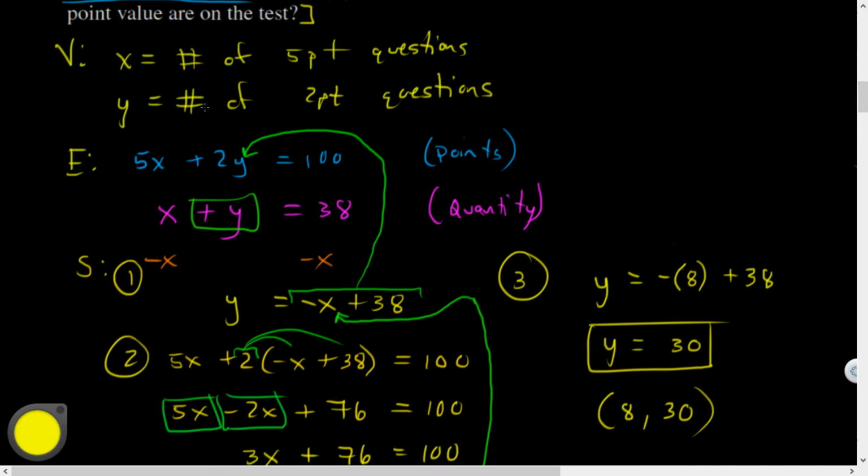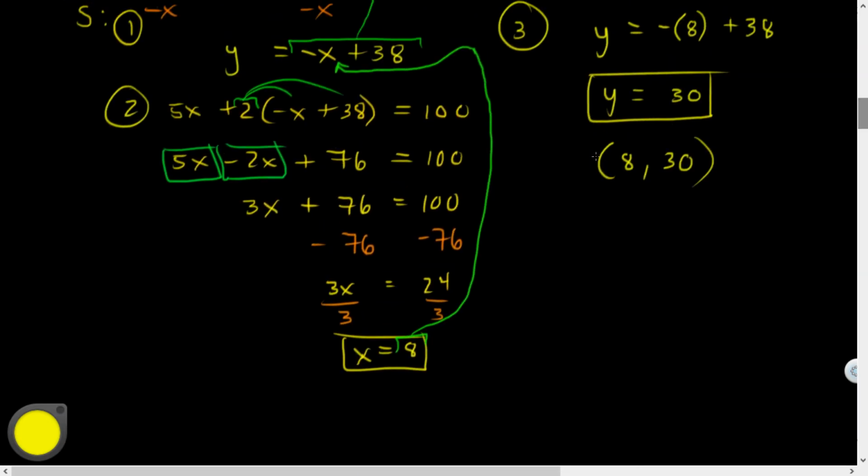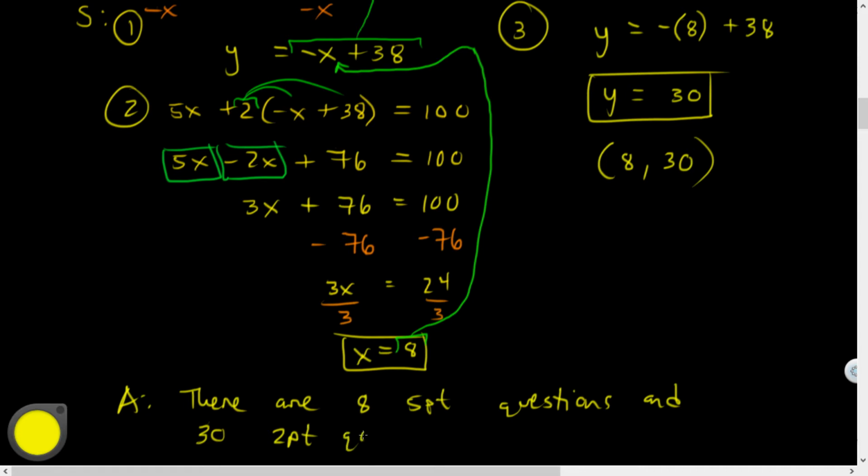Eight is the number of 5-point questions, and 30 is the number of 2-point questions. So let's answer that with words. The way you can find that out is if you define your variables well, you can then answer the question very easily. So there are 8 5-point questions and 30 2-point questions. I think the toughest part is being able to write those equations right after you define those variables. Hopefully you guys are getting a little bit better at the substitution part.